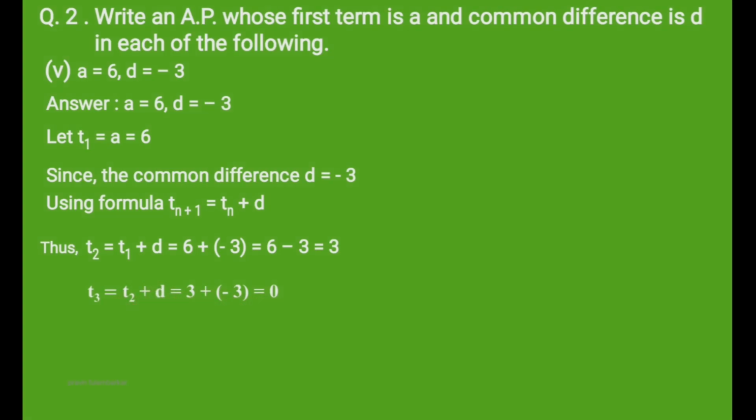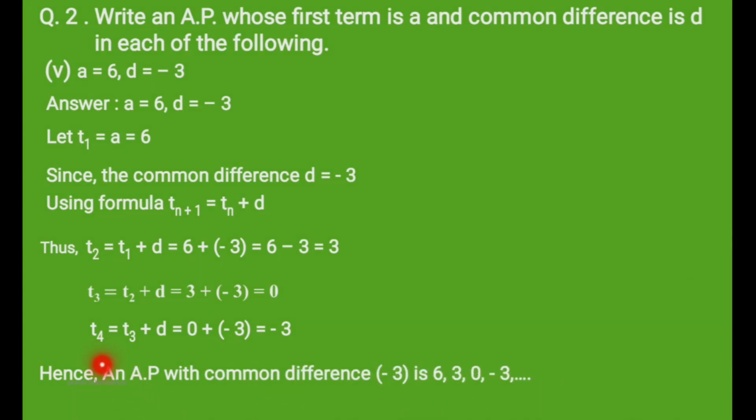Now we find fourth term. So write the formula. T4 equals to T3 plus d. T3 is 0, d is minus 3. So 0 plus or minus minus 3. 0 minus 3 we get minus 3. So the fourth term is minus 3. So we write arithmetic progression as. Hence an arithmetic progression with common difference minus 3 is 6, 3, 0, minus 3 and so on.